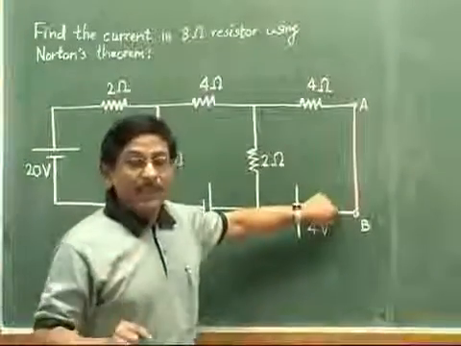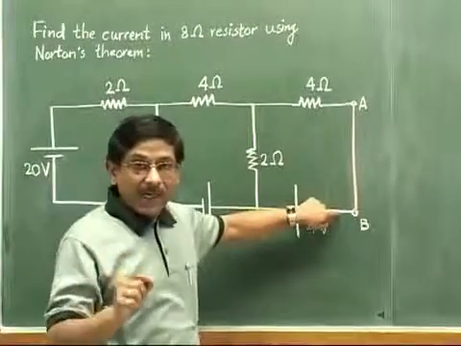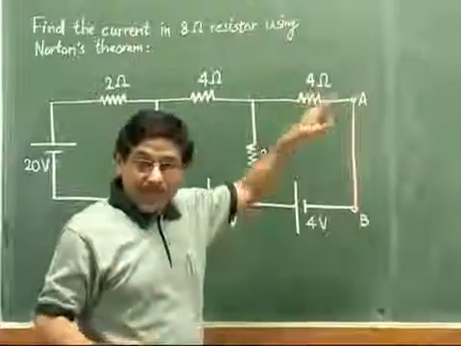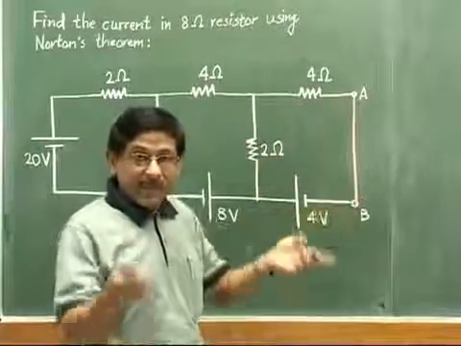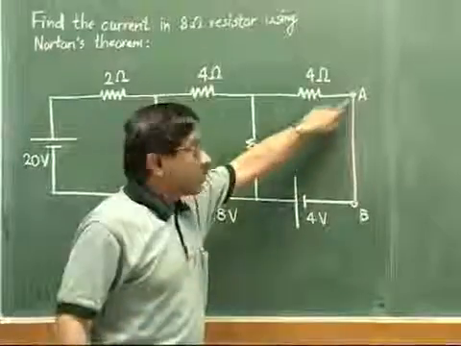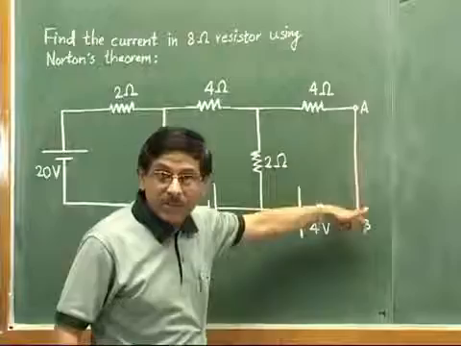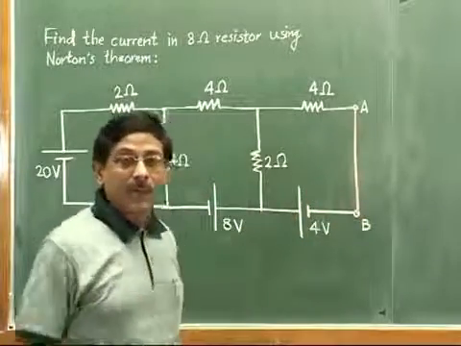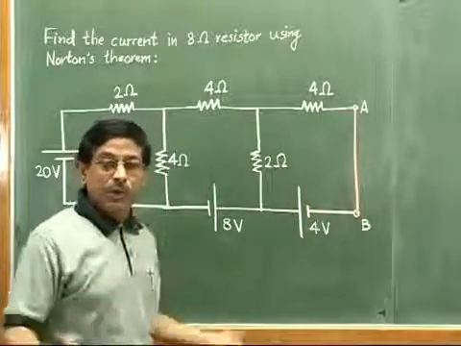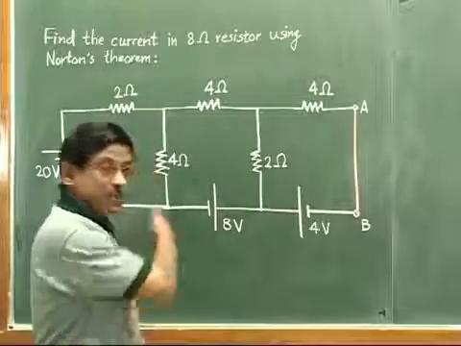Why are we doing that? Because we have defined that the equivalent current source IN is nothing but the current flowing through this shorted link. So we are interested in finding out the current in this shorted link. So we will just go by our regular procedure of using Kirchhoff's voltage and current laws. Okay, so let us start.